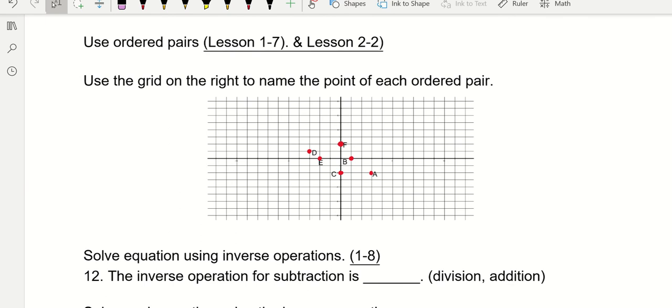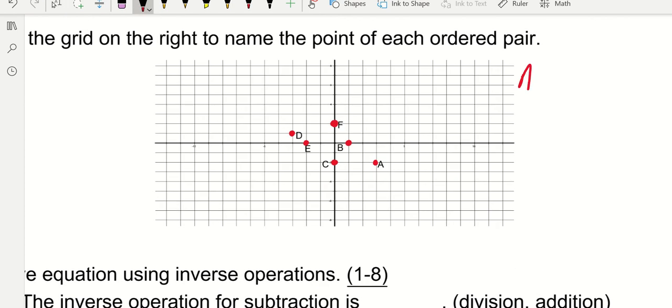All right, use ordered pairs. Use the grid on the right to name the point of each ordered pair. Okay, so let's start with A. Starting at the origin, we go to the right 1, 2, 3. So my x coordinate is going to be 3. And then for my y coordinate, I have to go down 2. So down 1, down 2. So the y coordinate is going to be negative 2.